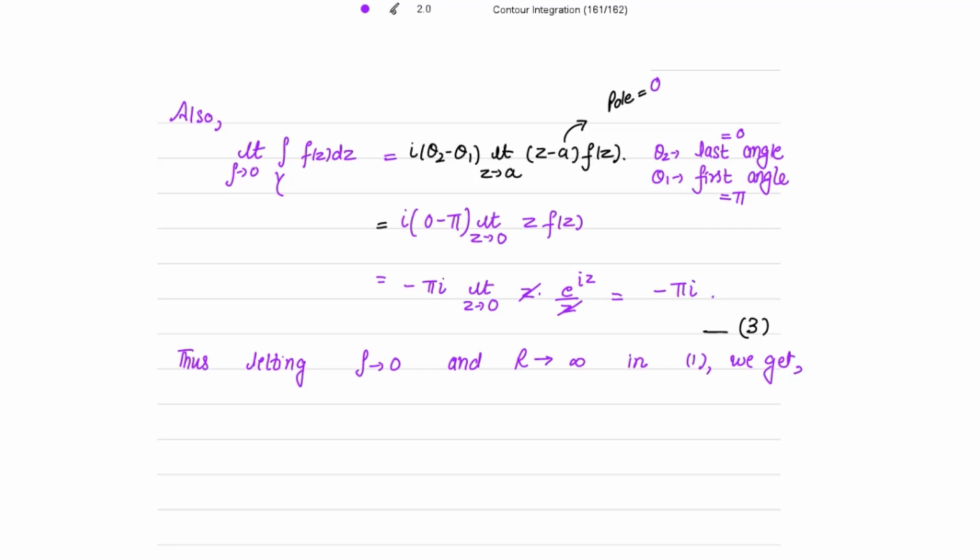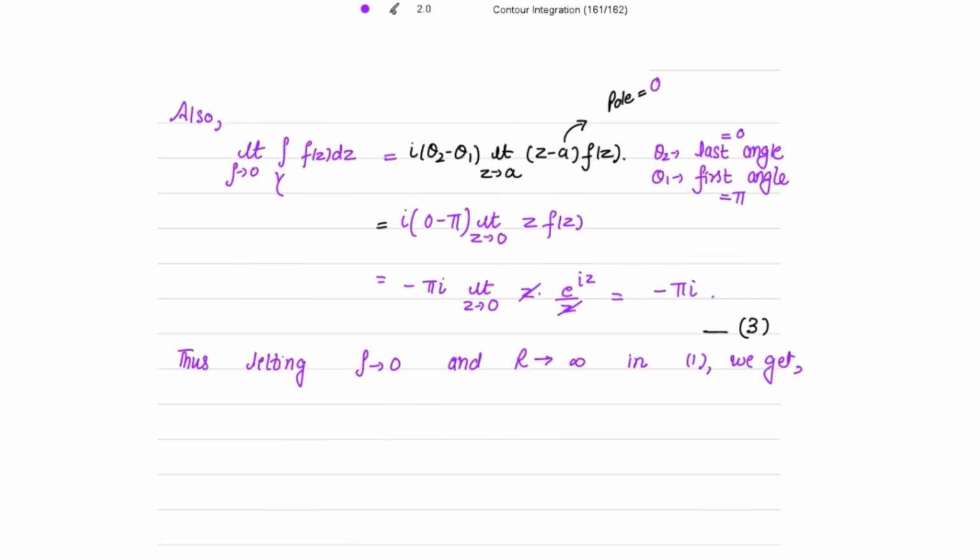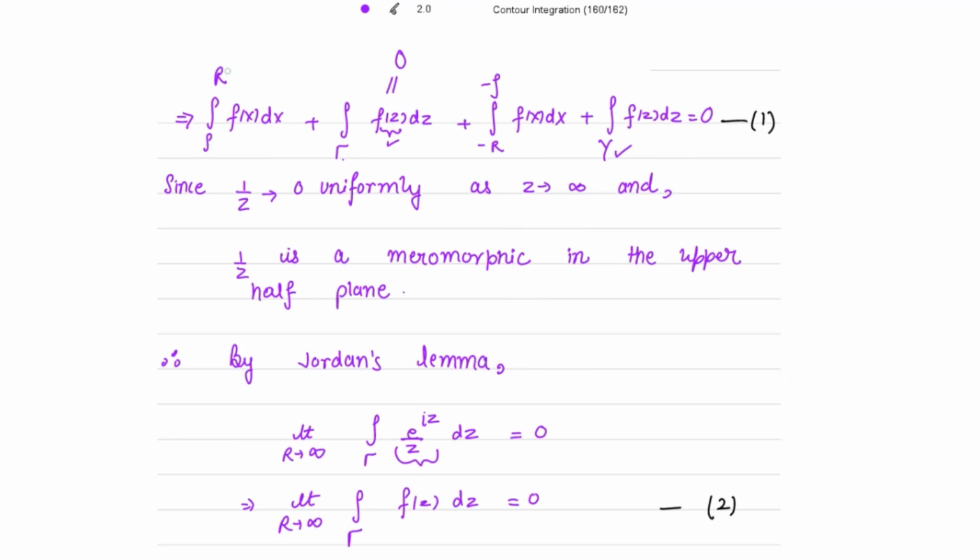Mark this as 3. So thus letting rho tending to 0 and r tending to infinity in 1. This is your 1. Here we let rho tending to 0 and r tending to infinity. Now putting all the values over here, this value remains, second value is 0, third value remains, fourth value is, just now we have calculated, negative pi iota. So I am putting all these values over here. So this implies this.